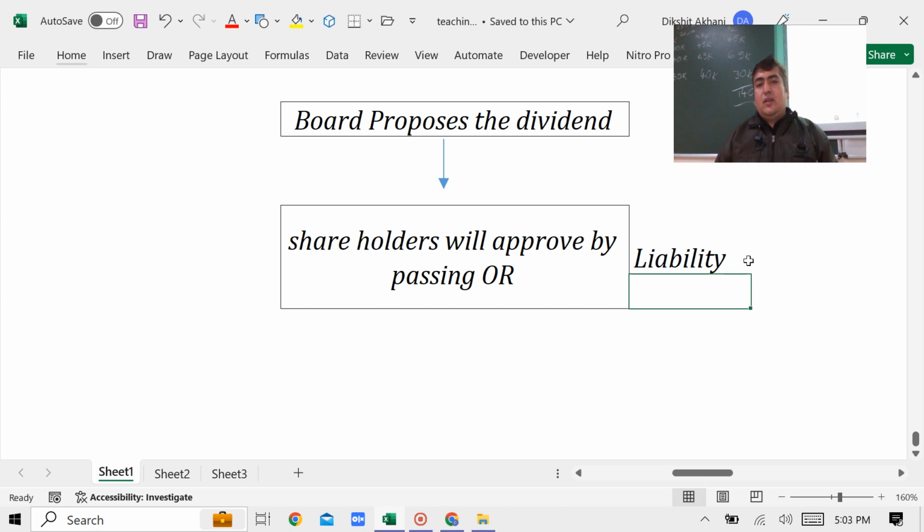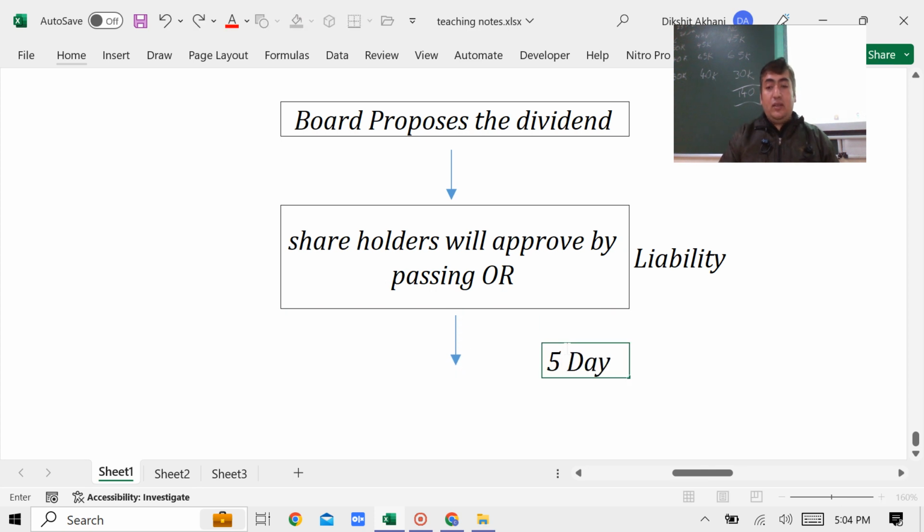So till this I guess everyone knows, but my real discussion starts with what happens after this. Now our main question is, what happens after this? As soon as the dividend is declared in the general meeting, the company has 5 days. How many days do they have? The company has just 5 days. This is very important data. The company has a maximum of 5 days.